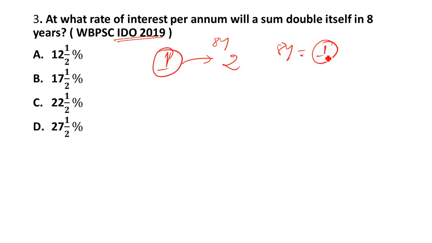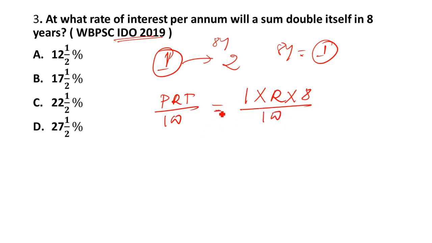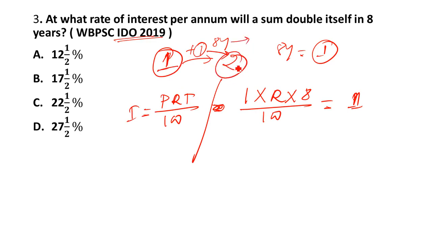So my formula is PRT by 100, the interest formula. Here P is 1, R I don't know, T is 8 years, and here is 100. This will cater to 1 because my interest will be 1. This is the formula of interest. If my principal is 1, my interest will be 1, and the result is 2, so it doubles the sum in 8 years. That means my R would be 100 by 8, which is 12 and 1 by 2%. Clear? I hope it's clear.